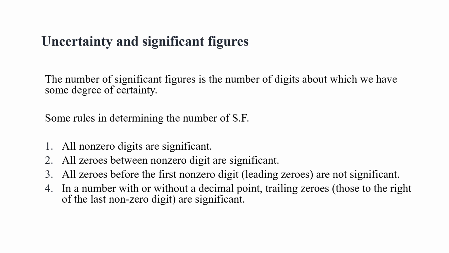So the first rule is all non-zero digits are significant. So again, all non-zero digits are significant. So say for example, you have 143.44. Now since this number contains all non-zero digits, that means for this number here, we have 5 significant figures. Okay, I believe this is the easiest rule to follow. Next, all zeros between non-zero digits are significant.